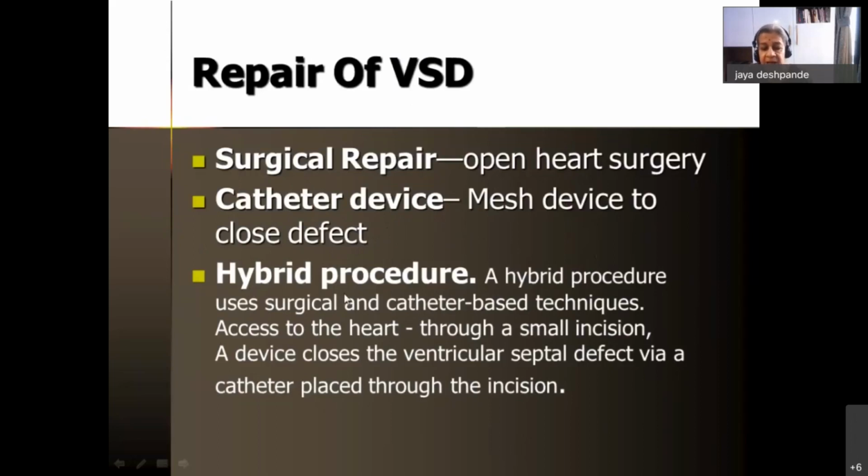Then they have developed a hybrid procedure which uses surgical and catheter-based techniques. So you access the heart through a small incision, then you introduce the device which is placed through the incision to close the ventricular septal defect. So today the options are either surgical repair, a direct catheter device, or hybrid procedures.